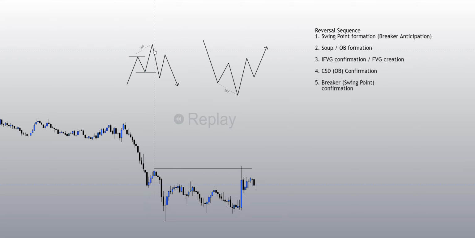The next thing is you're going to confirm that inverse fair value gap and create a candidate for fair value gap in this leg of price. You're going to confirm CSD with the order block that's formed above this high. And then when we close below here, we're going to confirm the breaker. Once we confirm the breaker and we have SMT, that's going to be our confirmation that we can expect the next leg of price in the opposing direction. Once we've confirmed with a closure below this higher low in most scenarios.